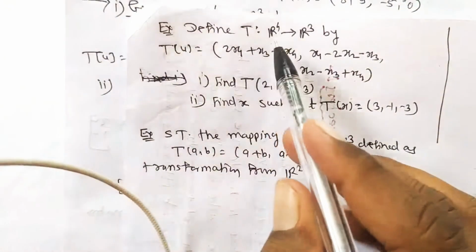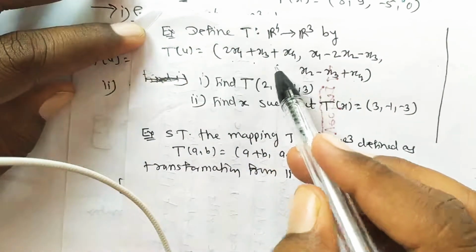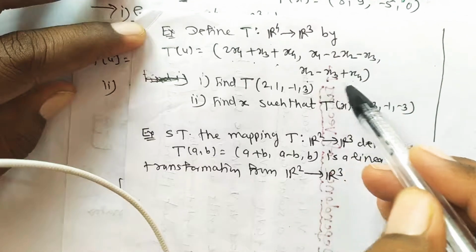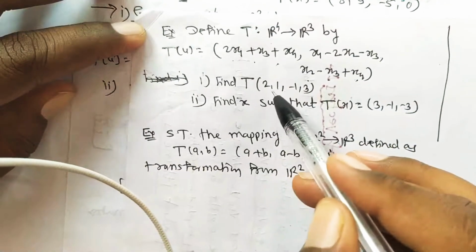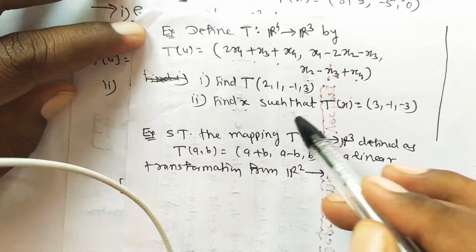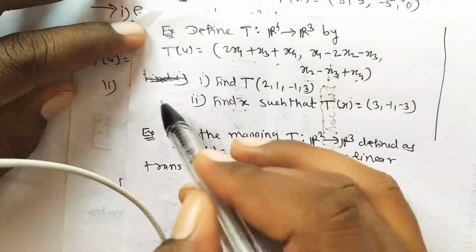Define t from R4 to R3 by t of u is equal to 2x1 plus x3 plus x4, x1 minus 2x2 minus x3, and x2 minus x3 plus x4. Find t of 2 1 minus 1 3. Then second one is find x such that t of x equal to 3 minus 1 minus 3. So problem is same. You try this.